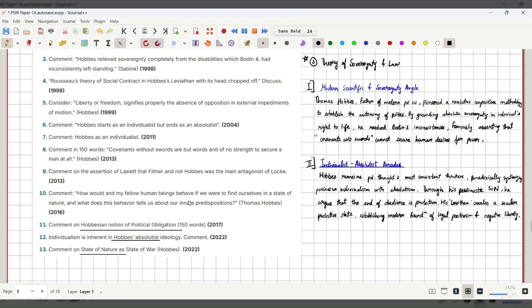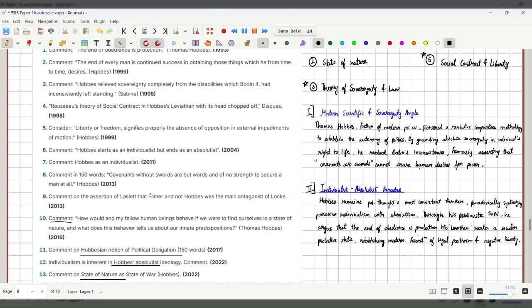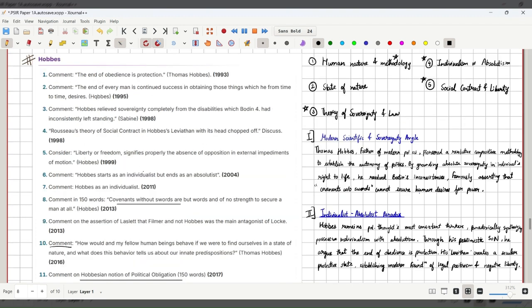Then here again state of nature. Then comment on the assertion of Lasset that Filmer and not Hobbes was the main antagonist of Locke. So this we will study when we study Locke. Then covenants without sword. Basically, this is a criticism of John Baudin. Then Hobbes as an individualist.